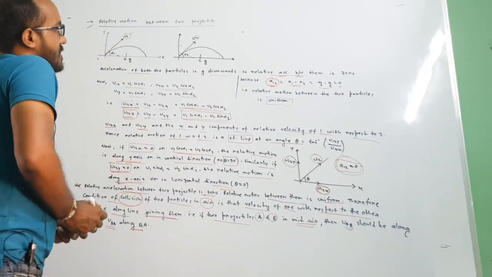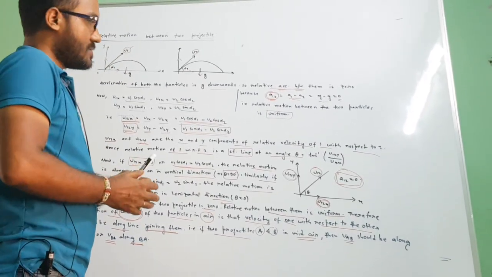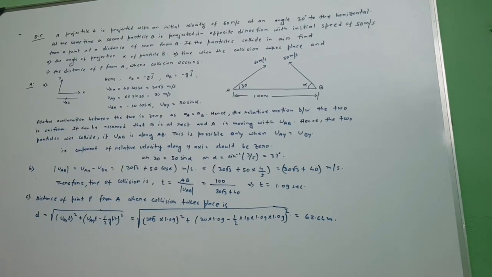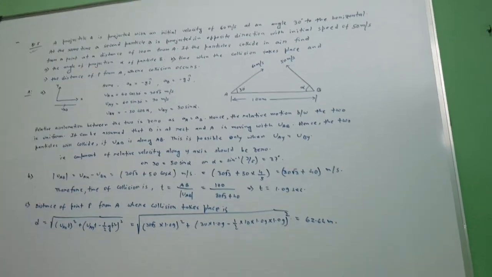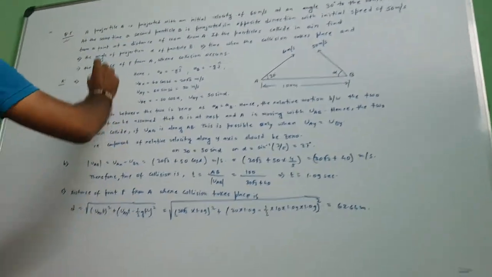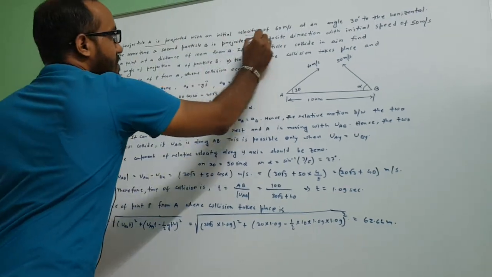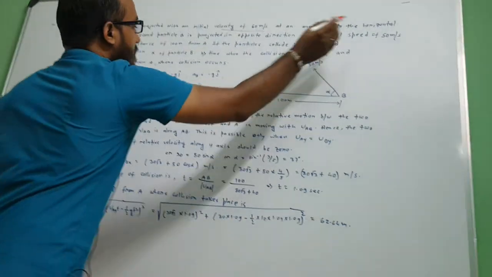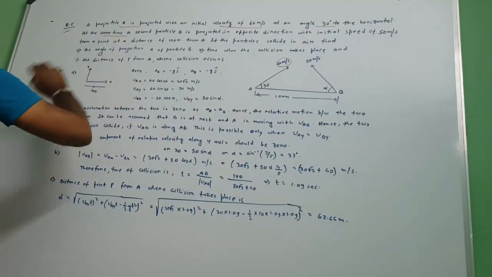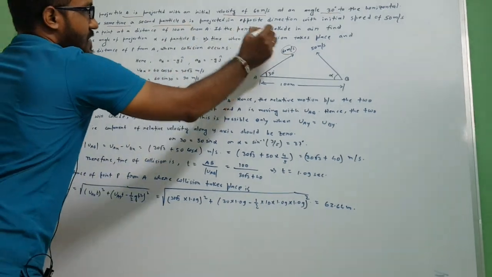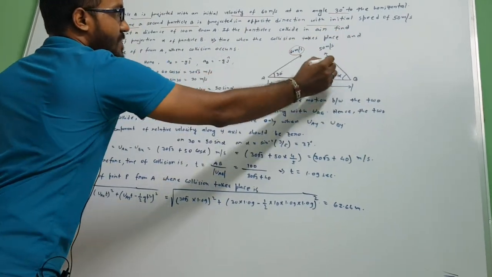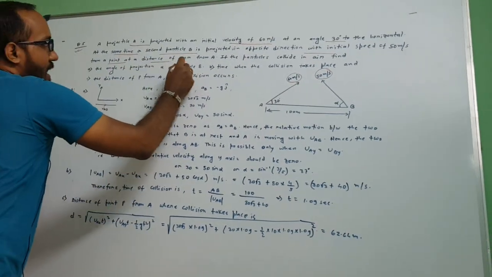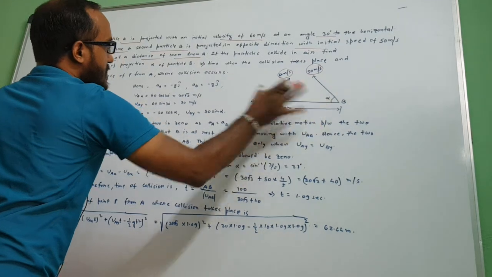So remember these points. Now we will solve some specific problems in order to apply these formulas and concepts. So let us see one problem related to relative velocity between two projectiles. A particle A is projected with an initial velocity of 60 meter per second at an angle of 30 degree to the horizontal. At the same time, a second particle B is projected in opposite direction with initial speed 50 meter per second from a point at a distance of 100 meter from A. This distance is 100 meter.